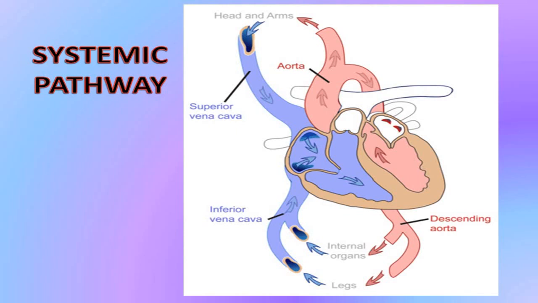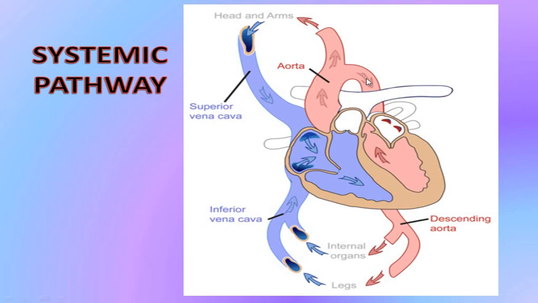The second pathway is the systemic pathway. The systemic circuit, or systemic circulation, includes all the arteries and veins. The major or largest artery is the aorta that emerges from the left ventricle, and major veins include the superior vena cava and inferior vena cava. The superior vena cava collects the blood from the upper part of the body, and the inferior vena cava collects the blood from the lower part of the body.